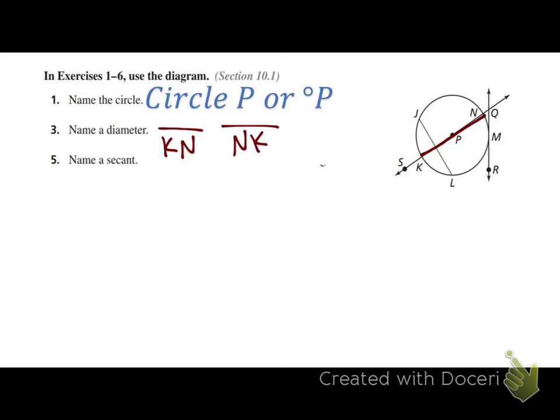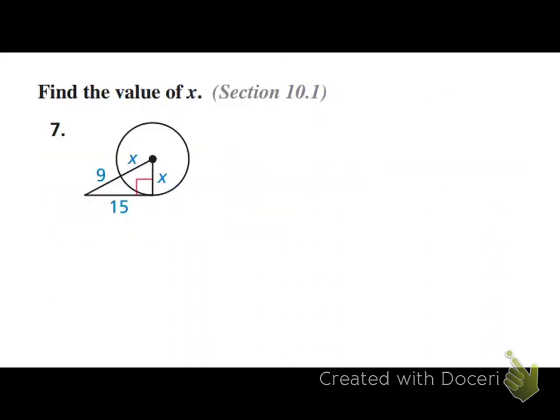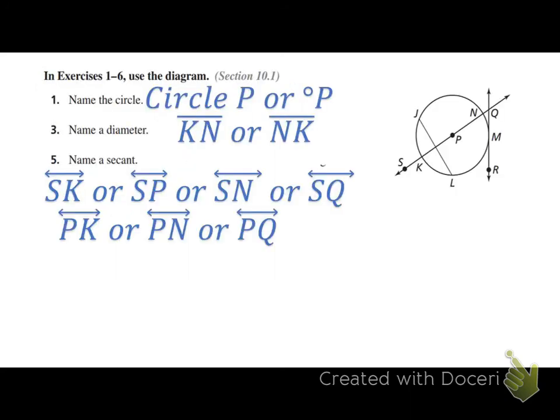And then a secant is a line, so you should be naming it like this. It hits the circle how many times? Twice. But it keeps on going. So the secant is here. There are a bunch of answers. You could say SK, SP, SN, SQ. You could say KP, KN, KQ. Oops, sorry. There are a bunch of answers for that one.